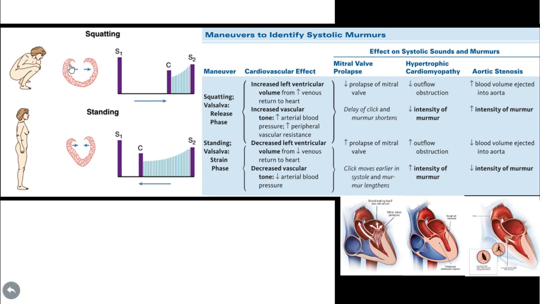As you can see, during squatting, there is increased volume in the left ventricle. So there is increased blood in the left ventricle, so there will be a delayed closure, a delayed appearance of the click. While in the standing position, there is a smaller capacity of the LV, so the click moves closer to the first heart sound. This is the reverse of a patient with aortic stenosis.